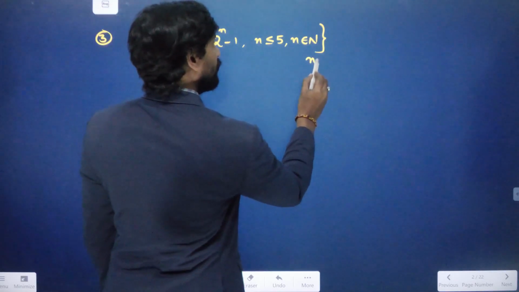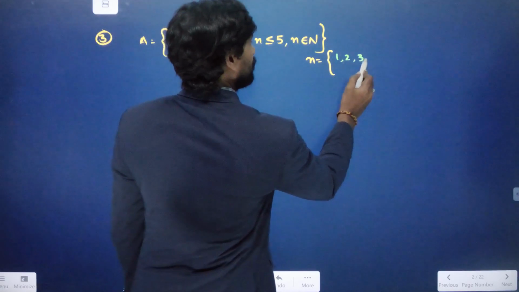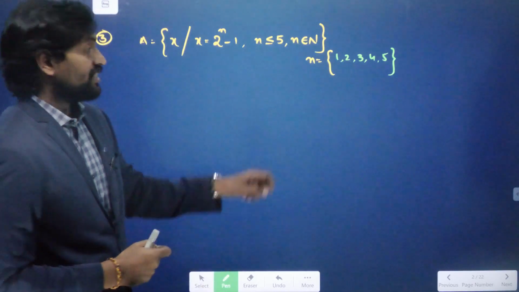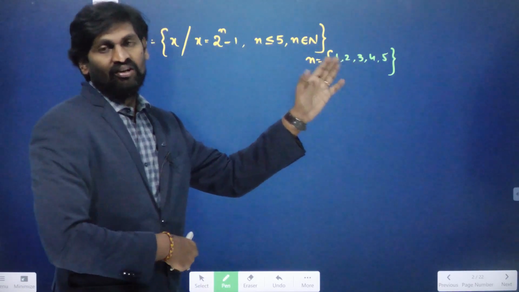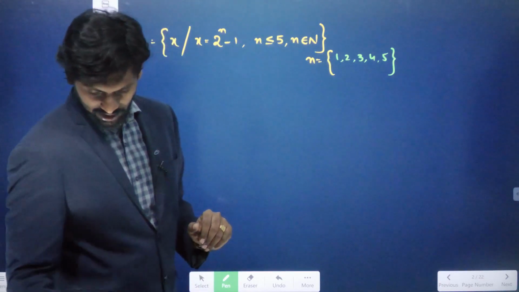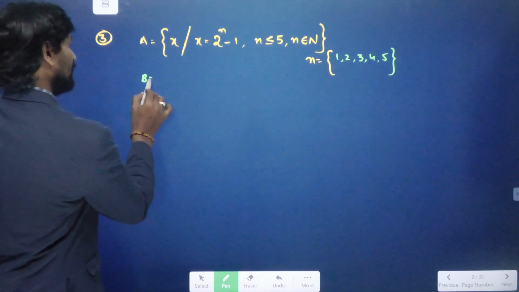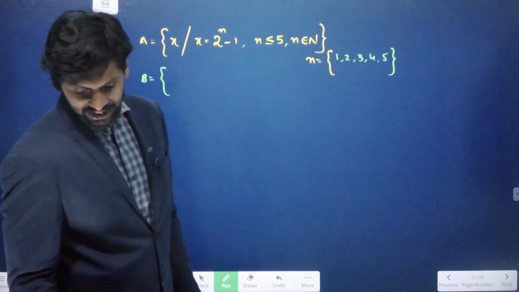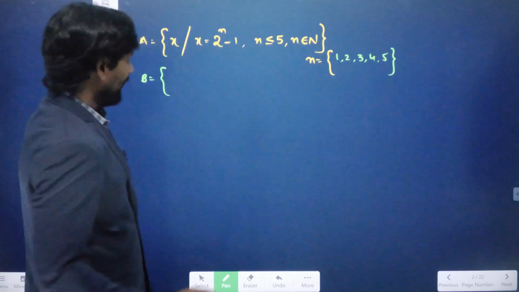So n can be 1, 2, 3, 4, 5, because we have to take n from the set of natural numbers, and also less than or equal to 5, so all natural numbers including 5 we should take. Now set B. Set B is directly given: 2, 4, 8 and 16.